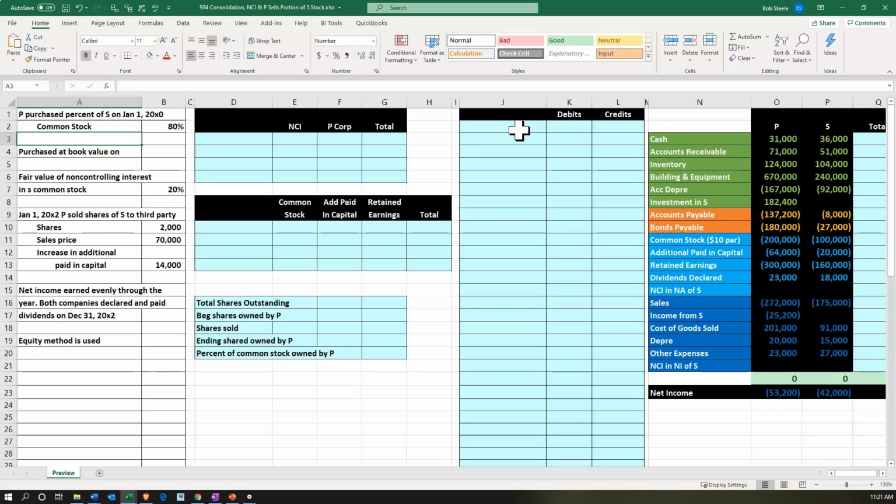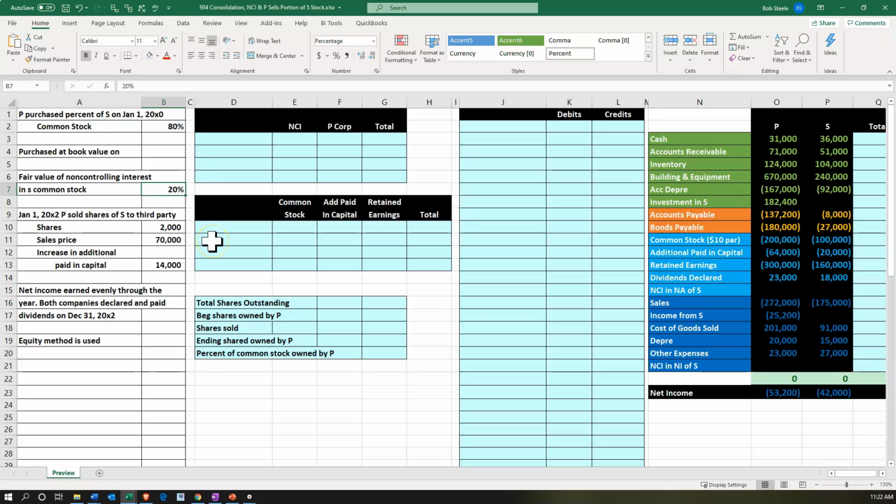Well, let's look at our data. Data on the left-hand side. P purchases a percent of S on January 1st, 20X0 common stock. They have an 80% interest. They purchased it at the book value, so we're not going to be having to deal with any kind of differential here. The fair value of the non-controlling interest in S was 20% at that point.